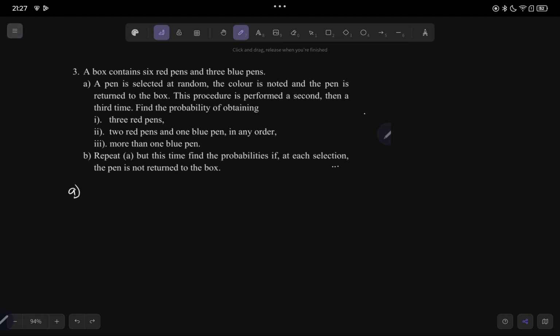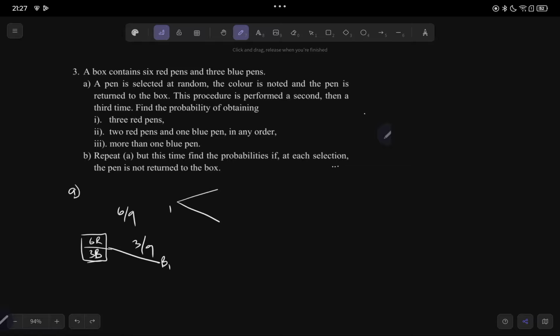Let's go. This time we have 6 red, 3 blue. But this time when we pick, let me call it here red 1, blue 1. The first red, the first blue. When we pick at first, it is 6/9, 3/9. Now this time we don't note and return. So here we pick the red.